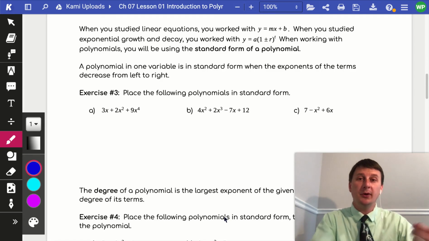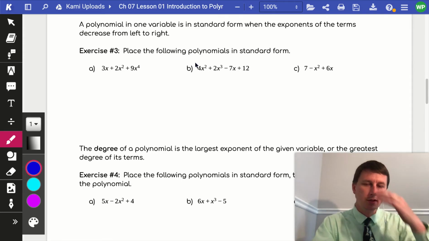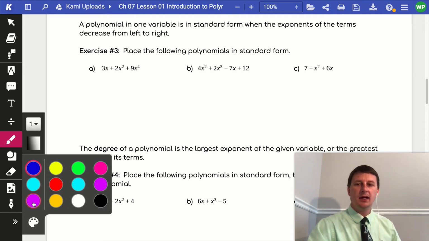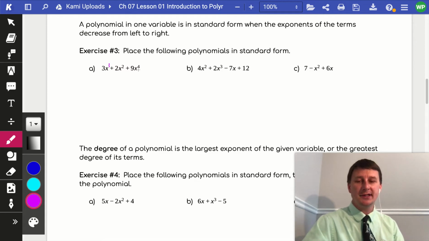So in exercise number 3, we're going to be practicing that, and we're going to be placing the following polynomials in standard form. So if we look at part A, we know that part A is not in standard form because we have 3x plus 2x squared plus 9x to the fourth. And if we're taking a look at those exponents, let's first fill in what exponent is really here. This is x to the first power, so that's an exponent of 1. 1 is definitely not the greatest exponent there because the exponents want to decrease as we read them from left to right. And if we're looking at this one, this goes from 1 to 2 to 4. So our exponents are actually increasing from left to right.